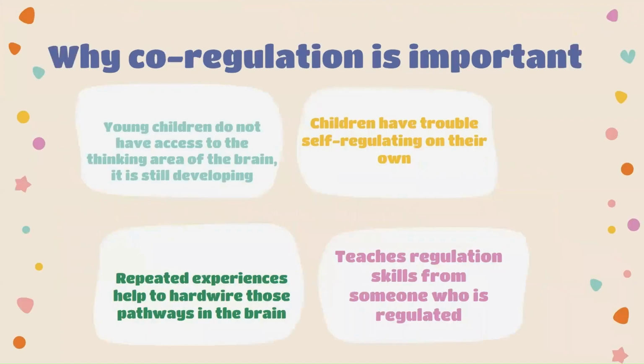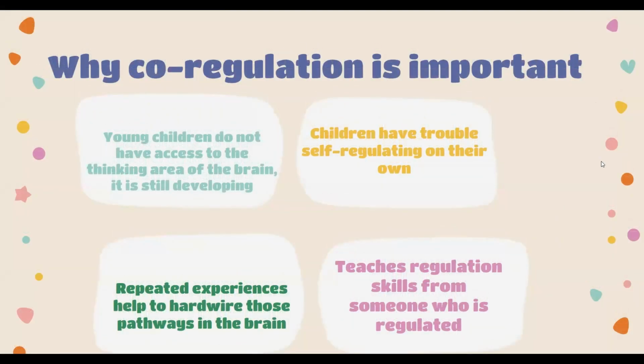Why is co-regulation important? Young children do not have access to this. It is still developing and will continue to develop fully until the age of 25. However, the brain develops very rapidly the first 3 to 5 years of life, and all the structure and building blocks are present by the age of 9.